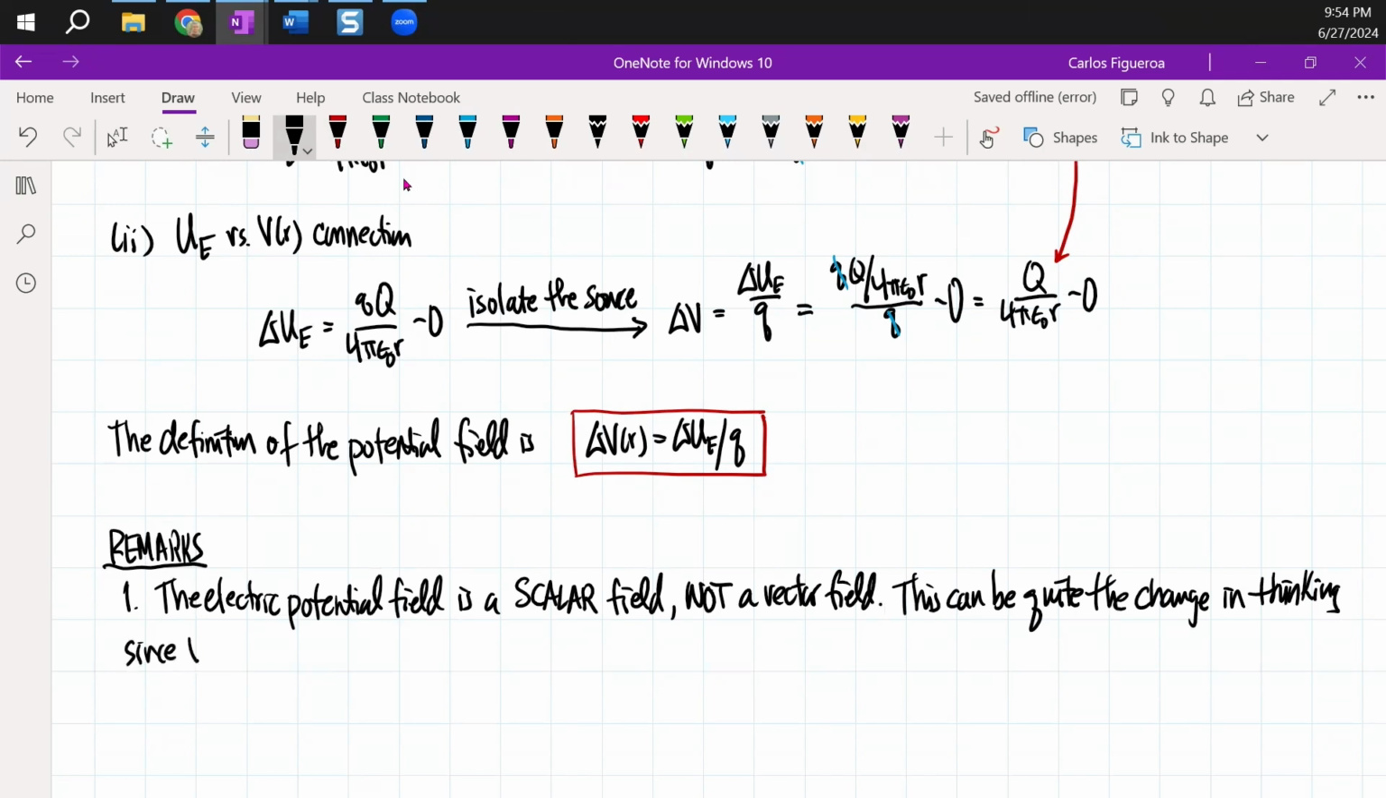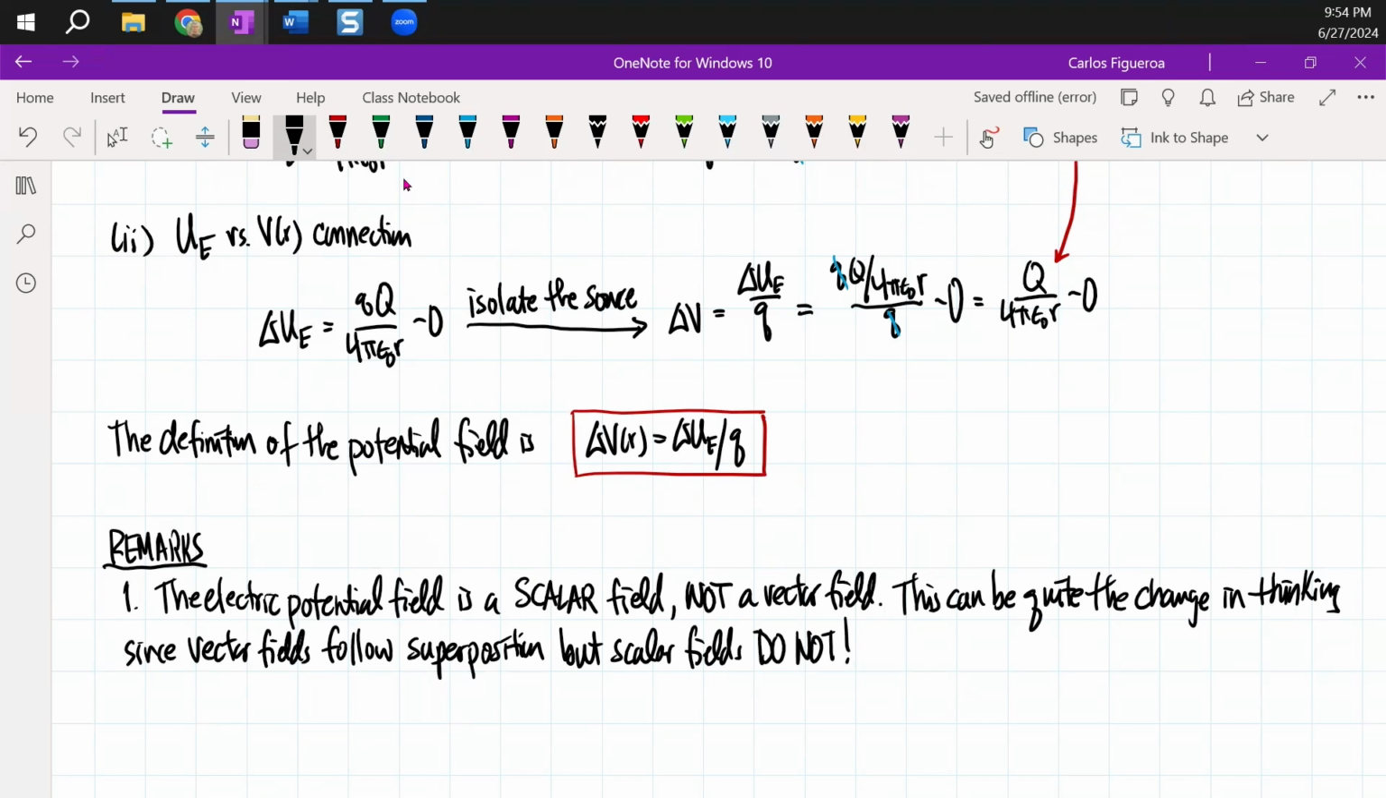Since vector fields follow superposition. Over the last three chapters, we've focused on superposition, but scalar fields do not follow superposition. At first, it's likely that you're going to struggle with this because it's a change, and you're going to have to learn that change here.